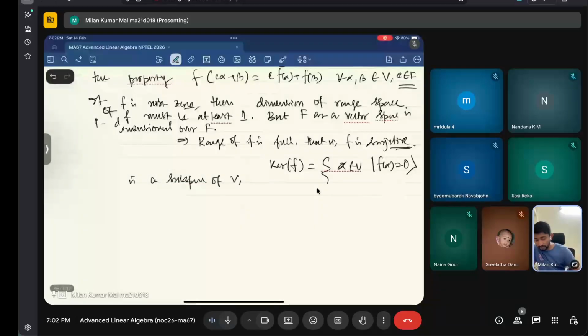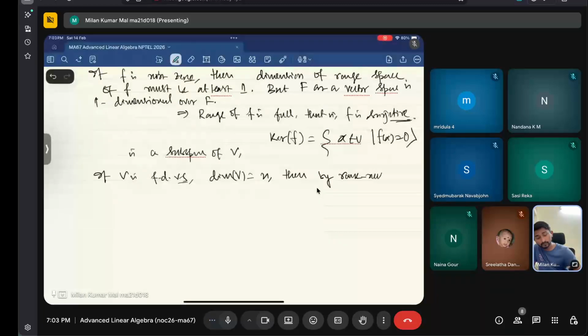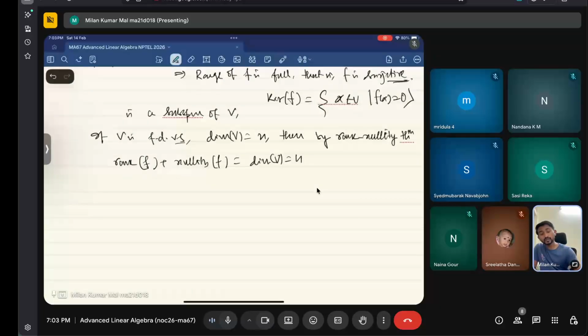Now if V is a finite dimensional vector space and the dimension of V is n, then by the rank-nullity theorem, what do we get? Rank of f plus nullity of f has to be equal to the dimension of V, which is n. But the range space has dimension 1, that's clear, if f is non-zero, and I am taking f to be non-zero. So rank of f equals 1, that says nullity of f must be equal to n minus 1.